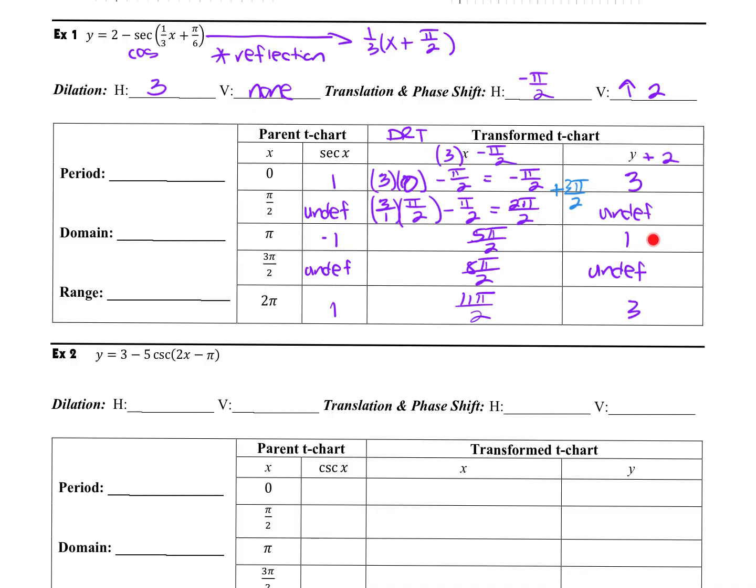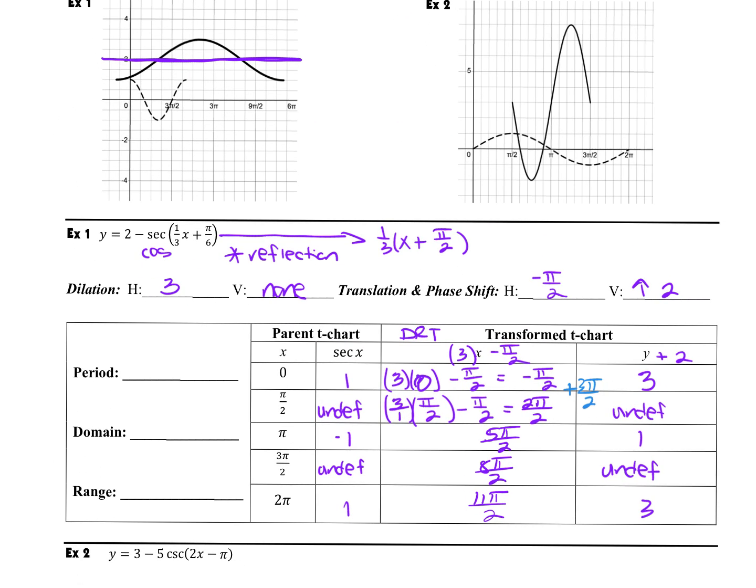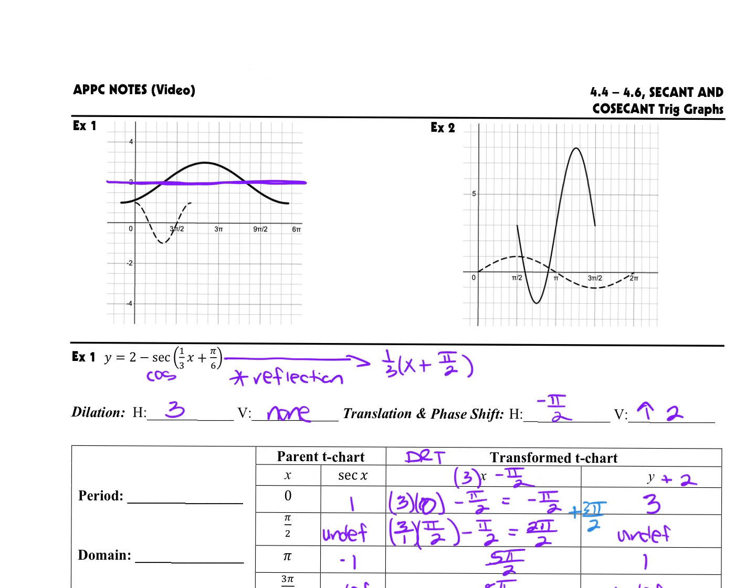Now, how do all of these points connect with what we have up here on this graph? Since secant is a reciprocal of this cosine graph, those undefineds that we see down below, those are where it's crossing this center line. Those will be our undefineds, and those are going to become asymptotes now. That's why they were undefined.